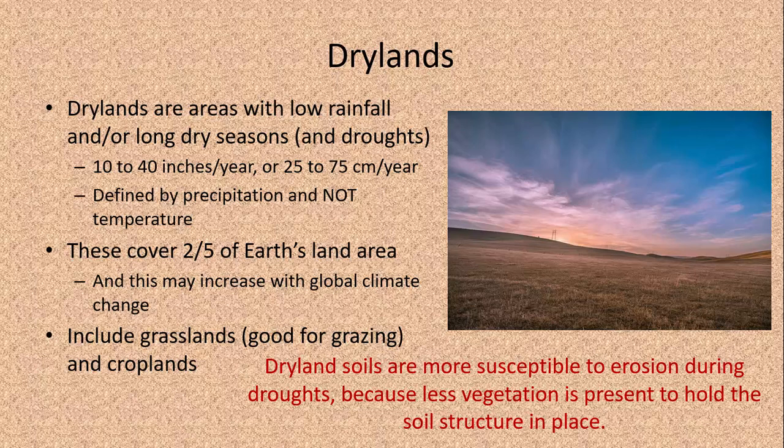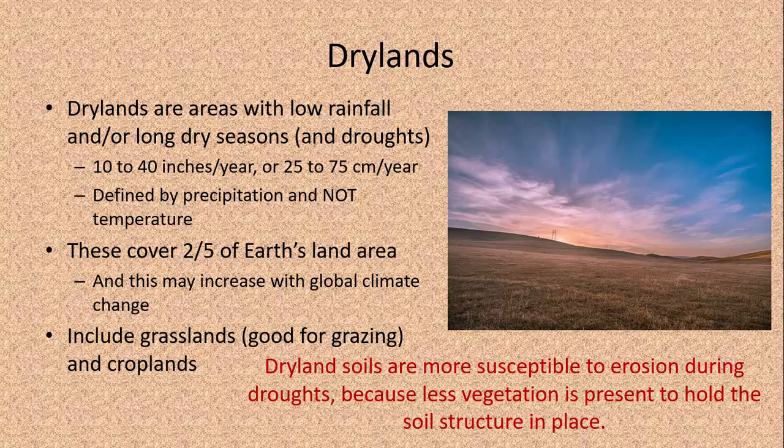Grasslands are defined based on how much water they receive and not necessarily temperature. Grasslands and drylands cover about 40% or 2/5 of Earth's land area, and as we see the climate changing, this is actually increasing. So grasslands and drylands will cover more than 40% of land area before long.